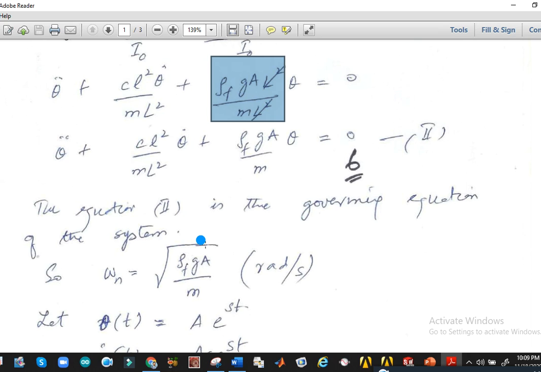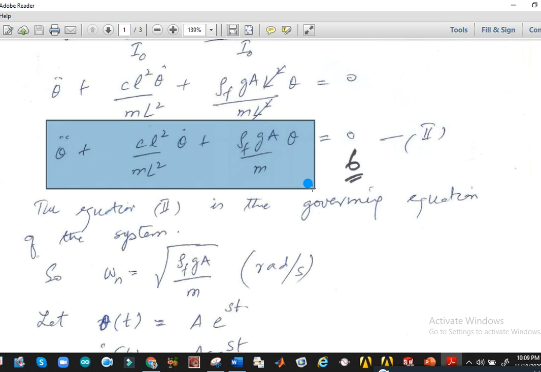So if we want to make the system critically damped, we need to first of all convert this general equation of motion with the general solution. So we have to assume the solution for this equation. So first of all, we will assume the simple harmonic motion solution. So we will assume that theta is equal to A e to the power s t.